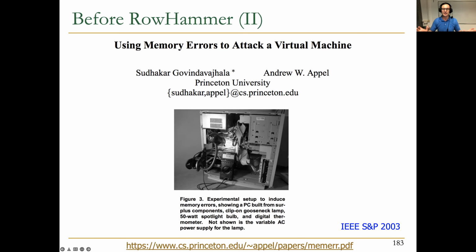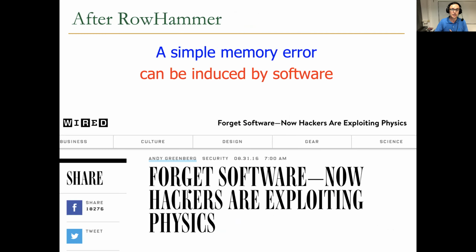And they basically take over the system, take over the virtual machine because of these errors. This is a very interesting paper because Google's later work on RowHammer took advantage of this work, let's say. But this is ahead of its time. Clearly, everybody said, oh, you need to have physical access to the system to induce these errors. But with RowHammer, we showed that this memory error can be induced by software.